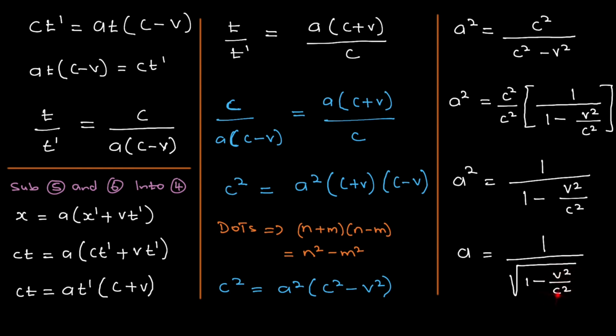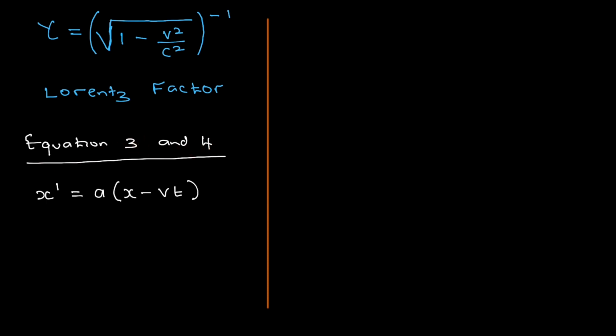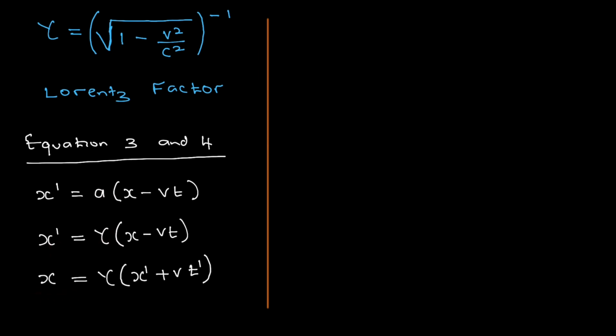Remember, c is the speed of light, v is the velocity of the s prime frame of reference. A is what we called gamma. So a is now gamma, what we call the Lorentz factor. Take equation 3 and 4. Equation 3 is x prime equals a (x minus vt). And in equation 3 now, we replace that a with gamma. Now if we look at equation 4, which is x equals gamma (x prime plus v t prime), now we can find t prime and t. This is the Lorentz transformation, the x prime, and this is the reverse Lorentz transformation.